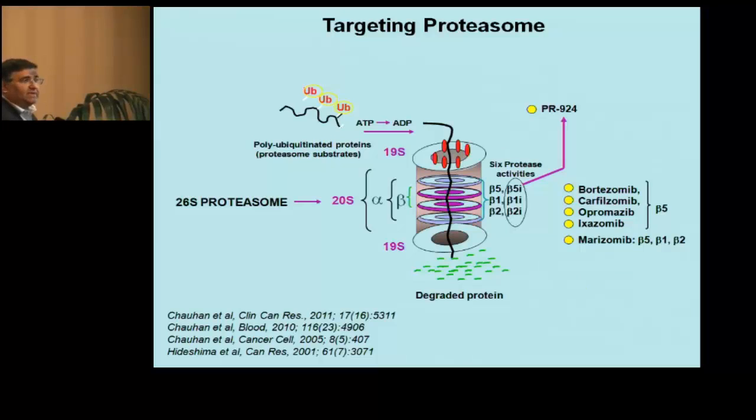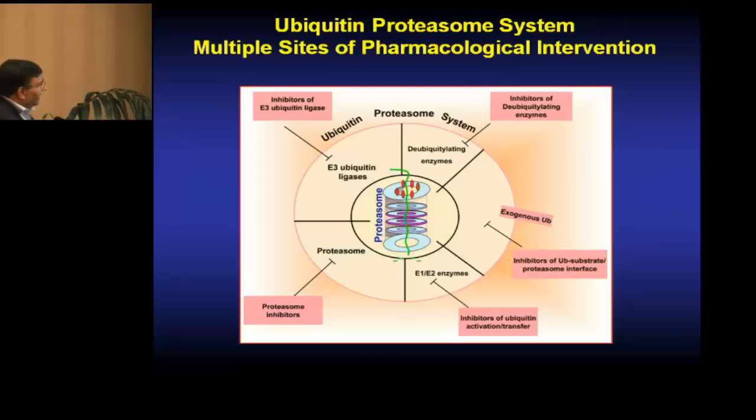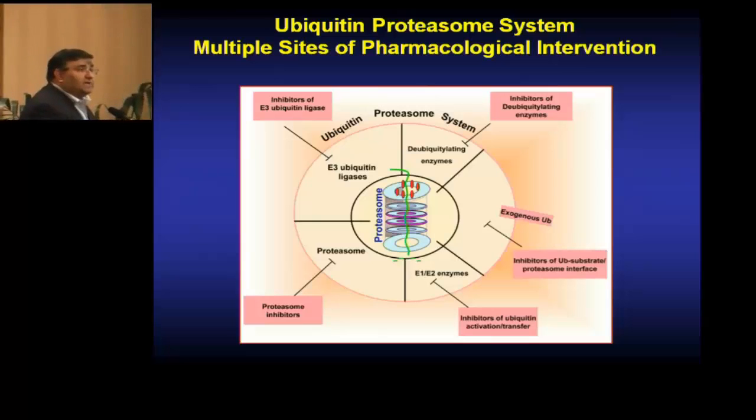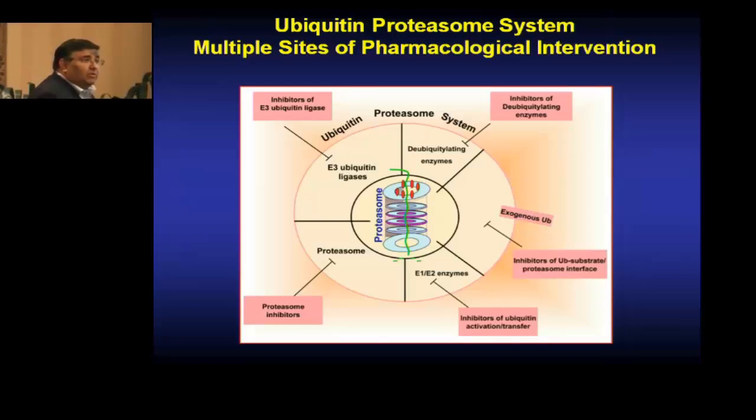Now, recent studies have started exploring alternative strategies to target the protein degradation process at the level of the proteasome itself, or upstream of the proteasome at the level of ubiquitinating or deubiquitinating enzymes. Indeed, we have multiple sites of pharmacological intervention within the ubiquitin proteasome system shown here. We have E1, E2 enzymes, E3 ligases, as well as deubiquitinating enzymes called DUBs. And we are really interested in elucidating the role of DUBs in the biology of multiple myeloma.